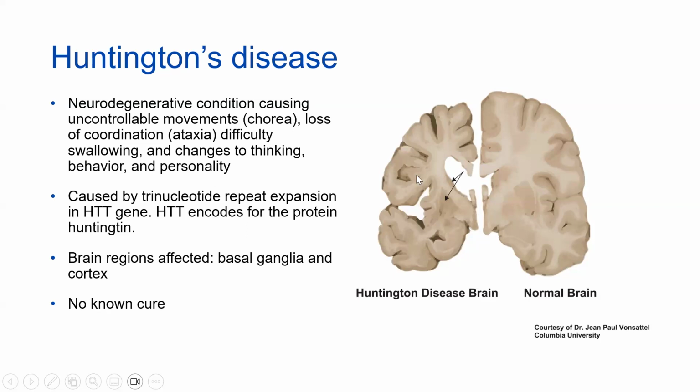You can see here an example of a Huntington's disease brain where there's all of this cortical atrophy compared to a normal healthy brain. So things to know: Huntington's disease causes uncontrollable movements, loss of coordination, as well as some cognitive and personality changes. It's caused by trinucleotide repeat expansion. It causes all this cortical atrophy.